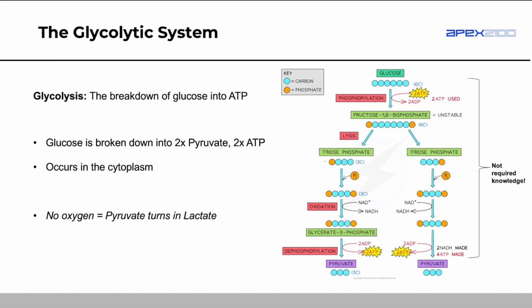All that we need to know is that glucose is broken down, and you don't need to worry about the middle part of that graph there. All you need to know is it's broken down into 2 pyruvates and 2 ATPs. So you can see at the bottom of that graph in purple, we've got pyruvate, 2 of them, and it's also created 2 ATP. Now, this occurs in the cytoplasm of the cell, and although this system provides energy more slowly than the phosphagen system, it supports activities of a longer duration.